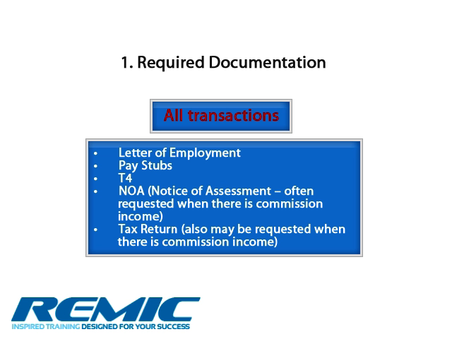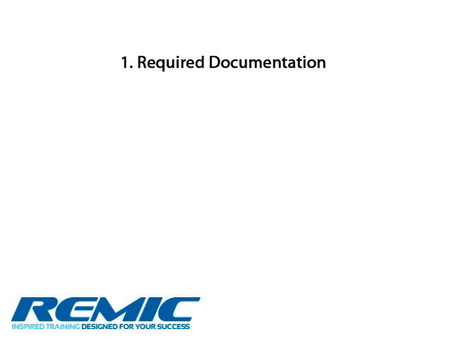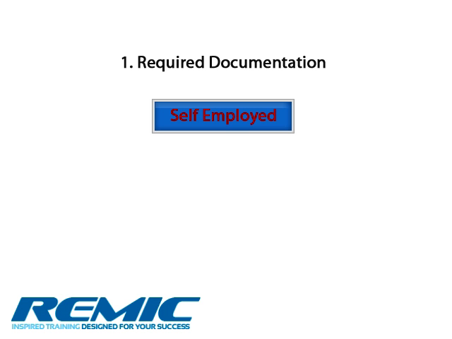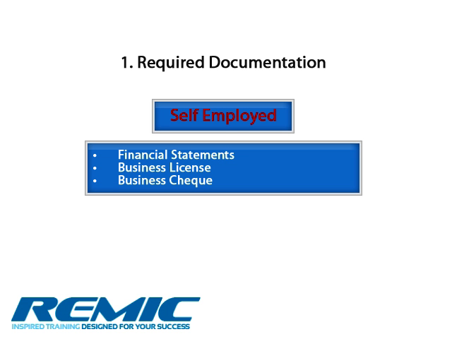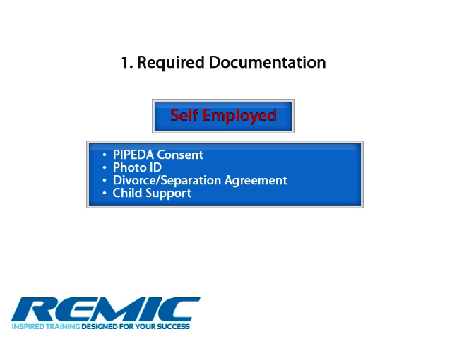A letter of employment, pay stubs, a T4, an NOA, which is a notice of assessment. It's often requested when there's a commissioned income, or a tax return. That also could be requested when there's commissioned income. For self-employed individuals, the following may be required: financial statements, a business license, or a business check.